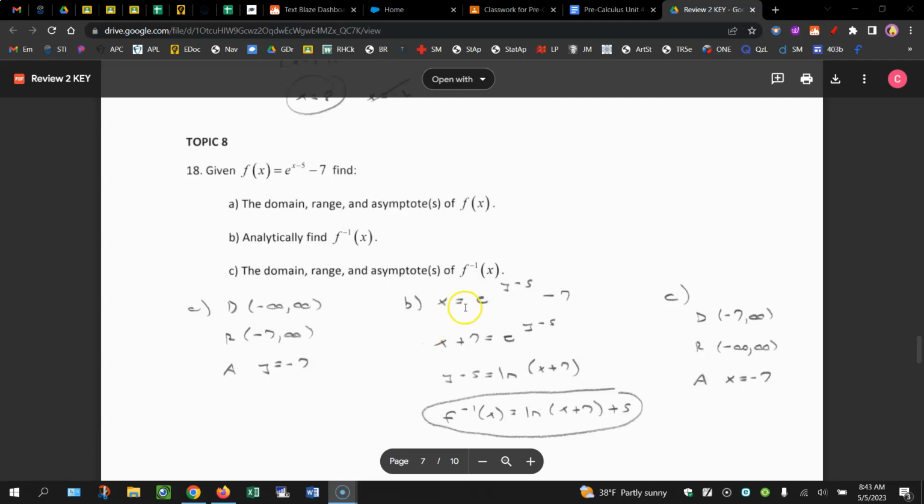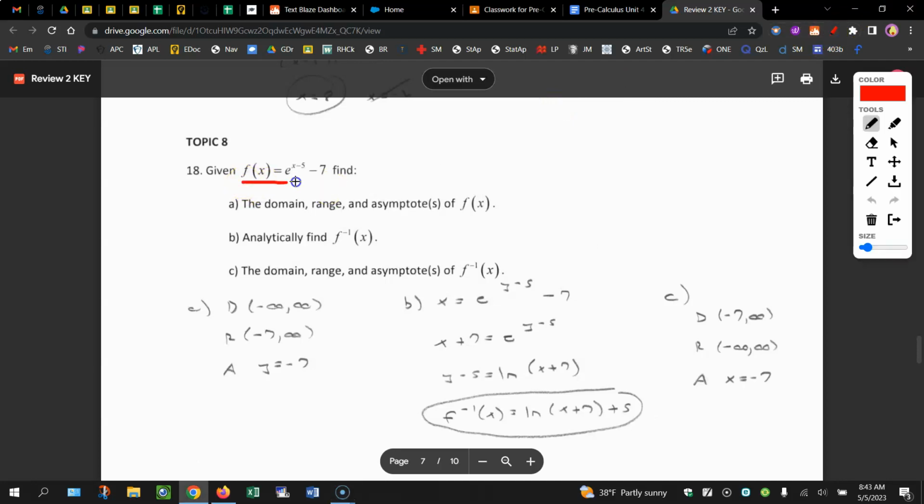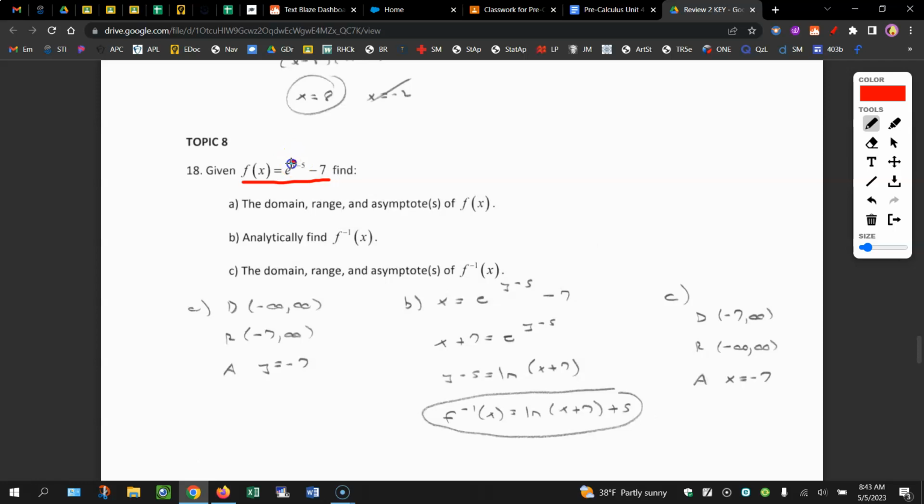So if we start with this exponential function here, the very first thing that you're going to do to recognize this is exponential, you have x in the exponent. So it's an exponential function. You're going to switch x and y. So recognizing that f of x is just y.